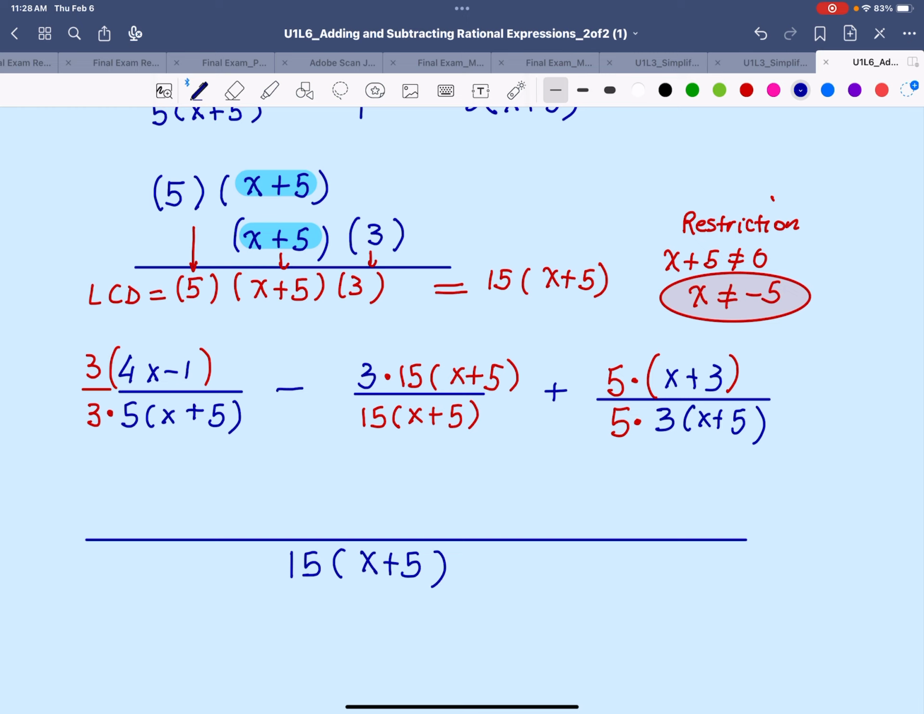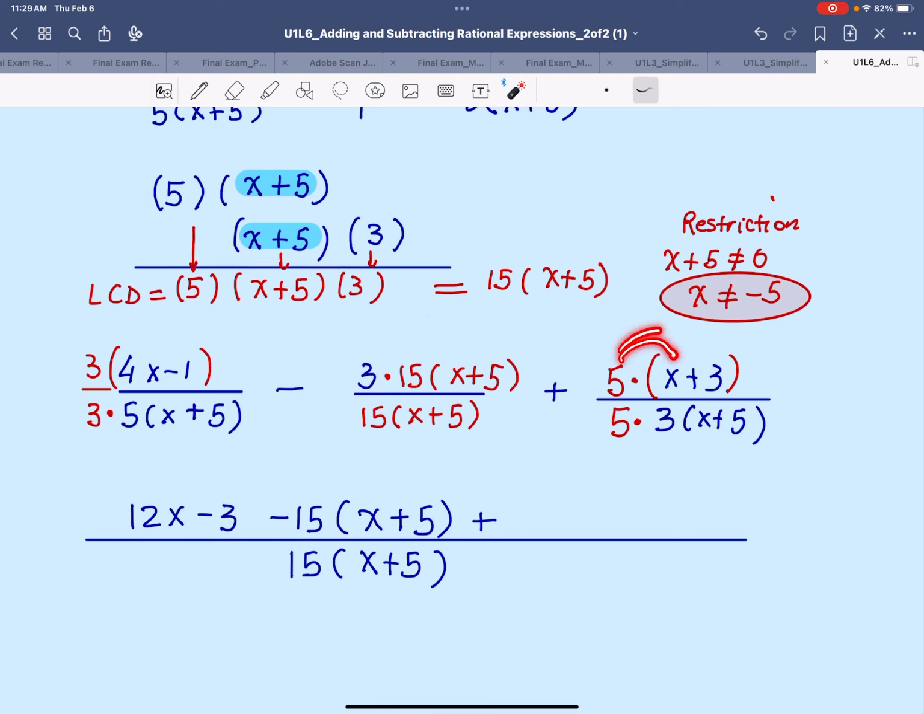And now we'll work with our numerators. So we have the first numerator here, 3 times 4x, 3 times negative 1. So that's 12x minus 3. Now, next we have minus 15. And we'll take a little bit of time in here, so no one gets lost in the process. So I'll multiply first the 3 and 15. Obviously, you can skip this step and you can just expand the whole thing. And then lastly, we have 5 times x, 5 times 3. So 5x plus 15.